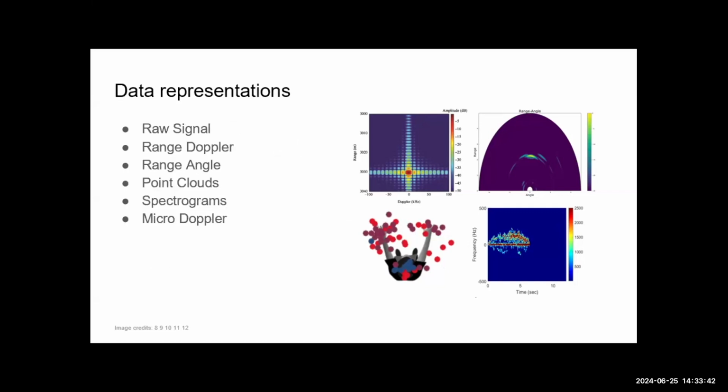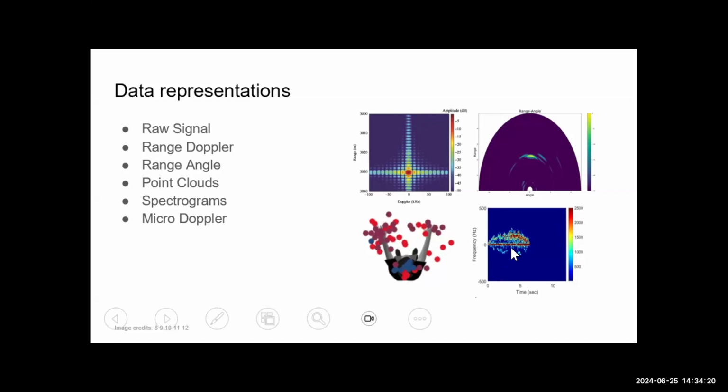Okay, so mainly here we have range Doppler images. In the range Doppler images, on this axis we have the range of the target that is moving, and this is the velocity. And also we have range angle. Here, this is the angle and this is the range of the moving target. And we can have some point cloud data. This is actually XYZ, like Cartesian coordinates of the trajectory that the hand is moving.